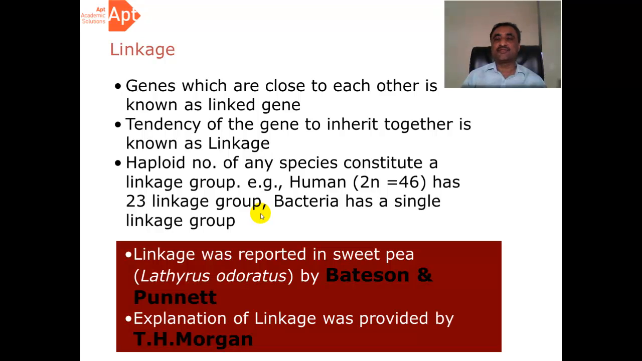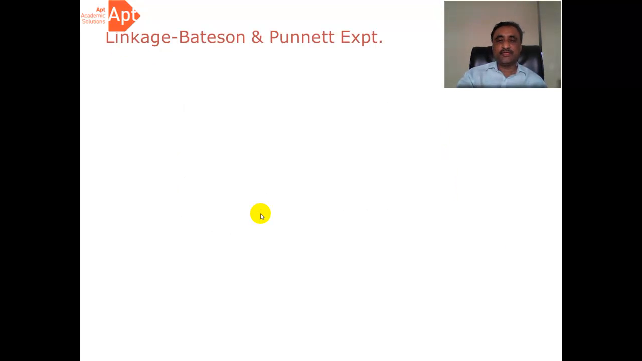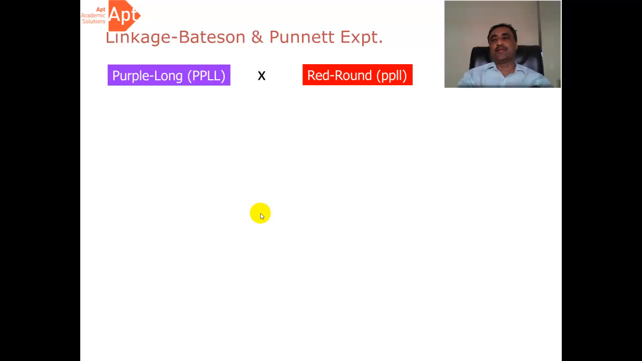What Bateson and Punnett have done, what were their observations, and where they were inconclusive, they explained the event. Unfortunately, they could not explain the phenomenon of linkage. Later on, by the experiment of Morgan, we came to know the very phenomenon of linkage. So first thing, let's talk about the Bateson and Punnett experiment.